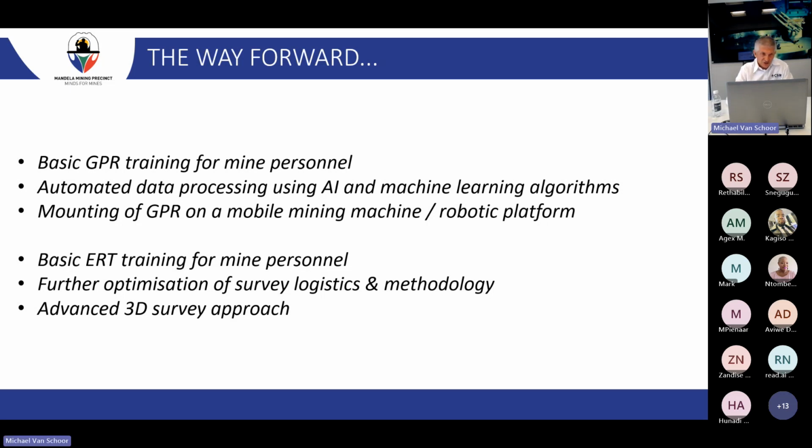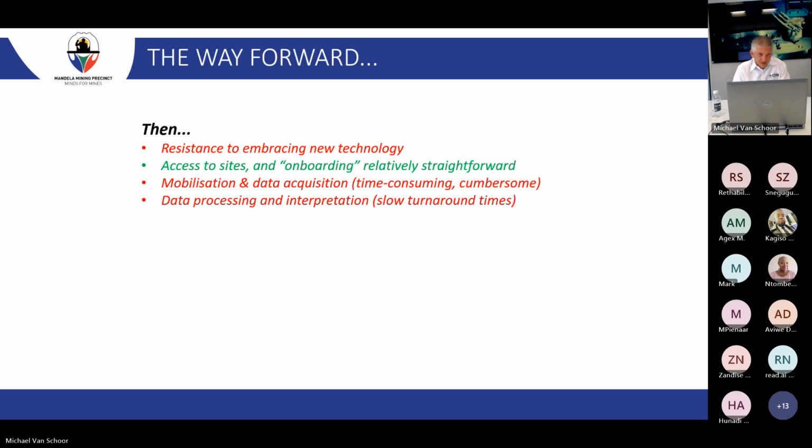And then in closing, I just want to put something on the table. There's no real answer to this, but just to highlight where we are at the moment versus where we were maybe 20, 30 years ago. So back in the day, when you talked about in-mine geophysics, there was often a resistance to embracing new technology. Access to sites, and let's call it onboarding, as it's referred to these days, was relatively straightforward. It wasn't difficult to get to sites.